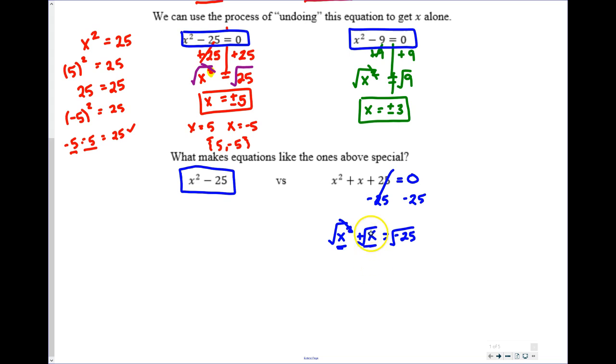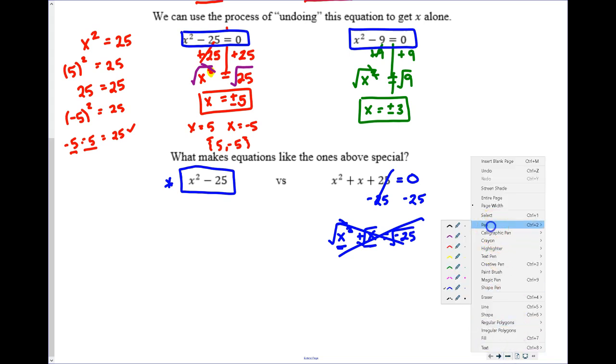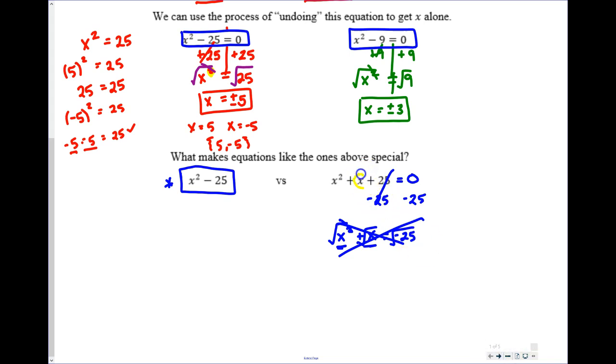I wouldn't know how to deal with that particularly. Okay? So this doesn't help us. It doesn't actually get x alone. So the only way we can do this square root method is if we have something like this where we are missing this term right here. We cannot have this little x right here. That can't happen. If it does happen, we can't use this method.